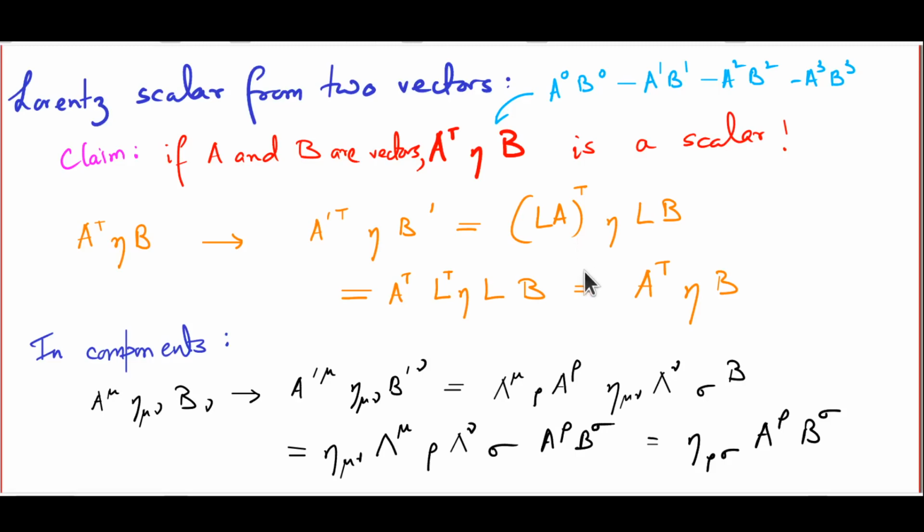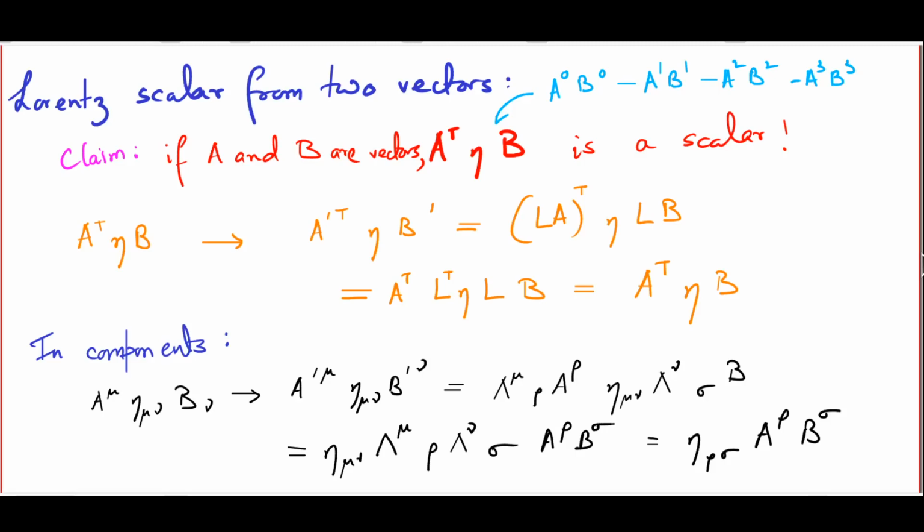Now let us verify the claim that this is indeed a scalar. Under a Lorentz transformation, the quantity A transpose eta B transforms to A prime transpose eta B prime, and of course A prime is LA and B prime is LB, so this becomes LA transpose eta LB. Using the standard property of transposes, this becomes A transpose L transpose eta LB, and from the standard property of Lorentz matrices that L transpose eta L is actually eta, it turns out that A prime transpose eta B prime is exactly the same as A transpose eta B. In other words, the quantity A transpose eta B does not change when you carry out a Lorentz transformation, and hence it is a scalar.